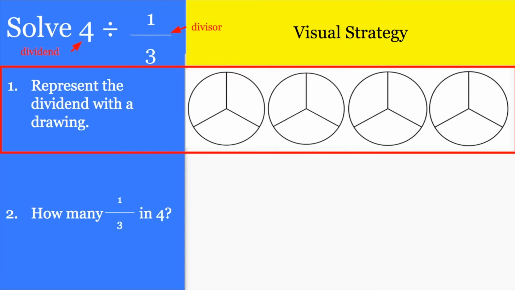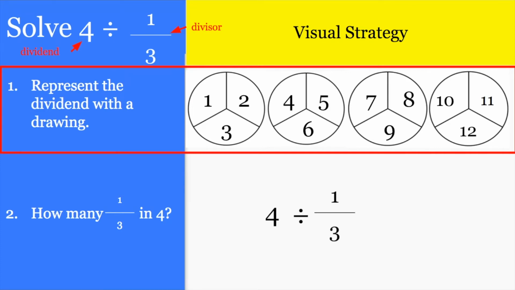The second step to this strategy is we need to ask ourselves how many divisors are in the dividend, or for this question, how many 1/3 are in 4? When we add them all up, you will see that 4 divided by 1/3 is equal to 12. It's the total number of parts.